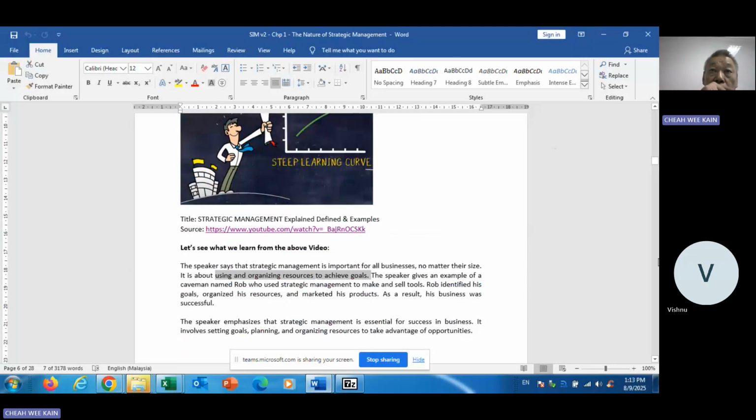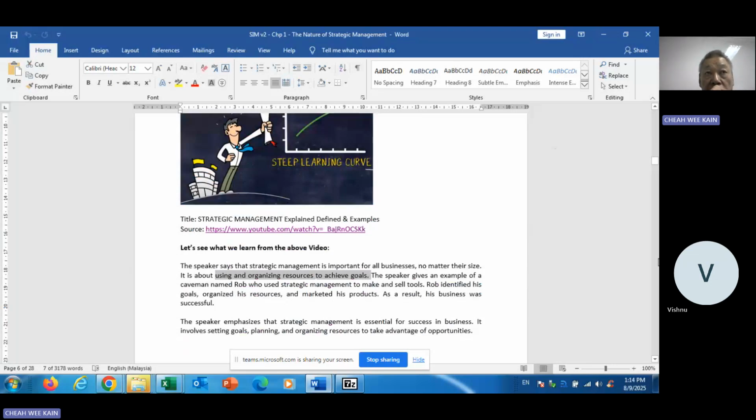Now here must be important: how do you know the goals are the correct goals? Right? So I think in chapter 2, we will talk a bit more in detail. Strategic management helps you to identify what should be your correct goals. Chapter 2, chapter 3, chapter 4, I think, will be more detailed.